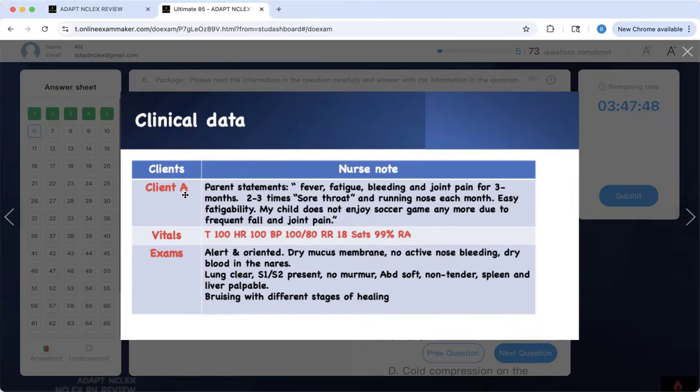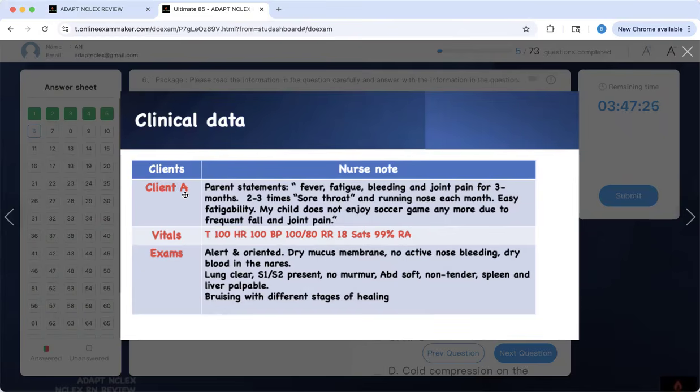As you read the first 2 sentences, everything has to make sense. Frequent falls and joint pain. All of it makes sense from the first sentence. So that's the key concept you want to focus on. Low-grade fever, tachycardia, blood pressure is okay. On examination, alert and oriented, his mucous membrane is dry, right? No active nosebleed right now.